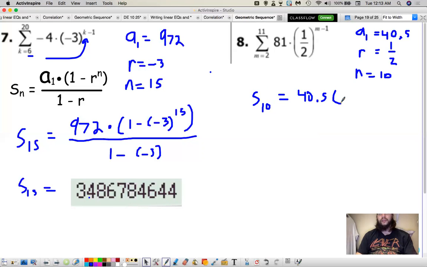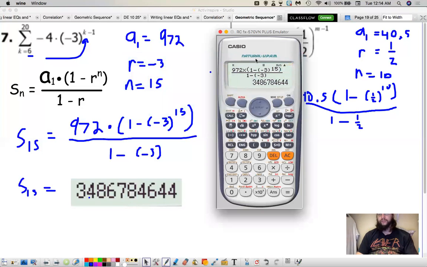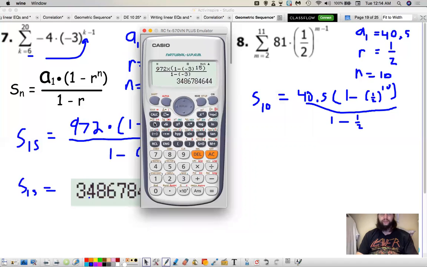40.5 times 1 minus a half, plus whole power, over 1 minus a half. Type it in.